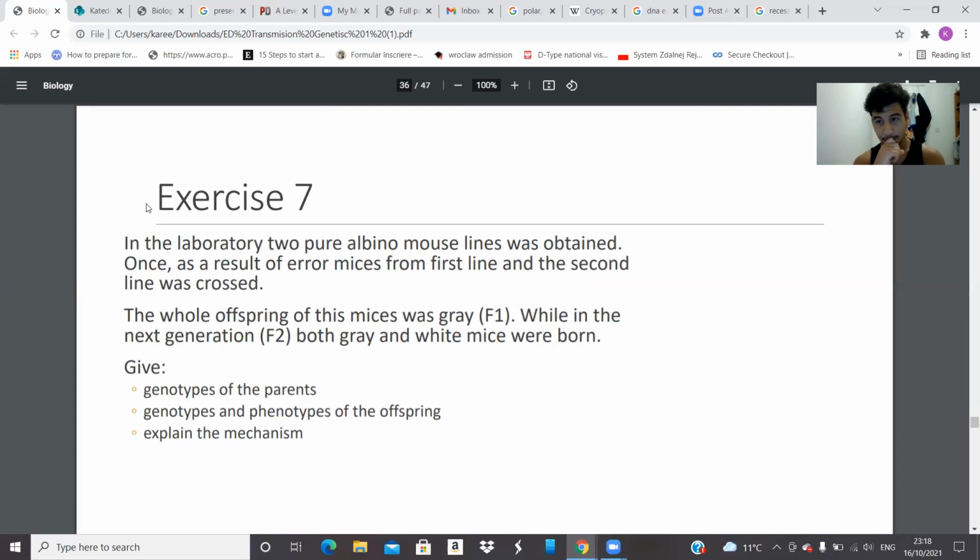All of them are the same phenotype is when all of them are heterozygous. This is an awful question. F1 is all gray, all of the F1 generation. It says that we have two pure albino mouse lines, and we bred them, and that produced all gray.